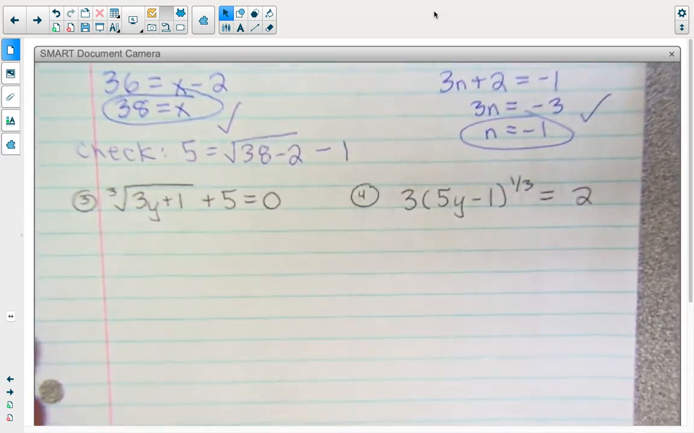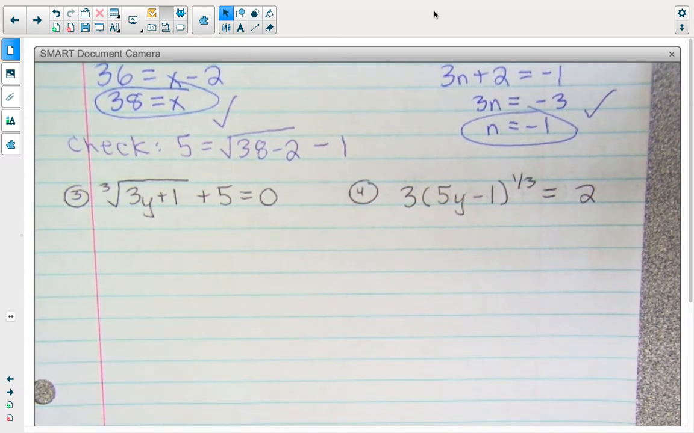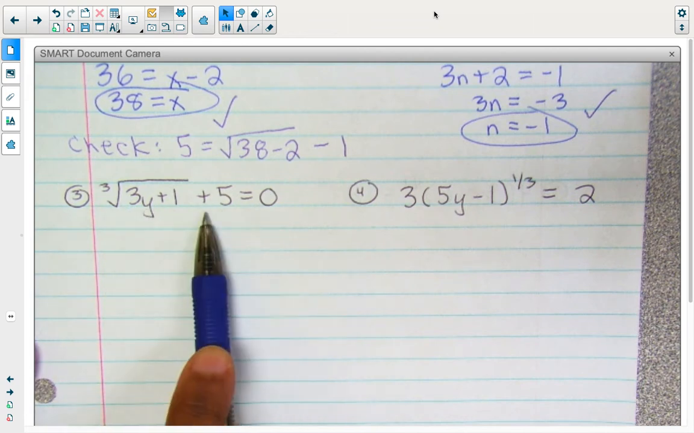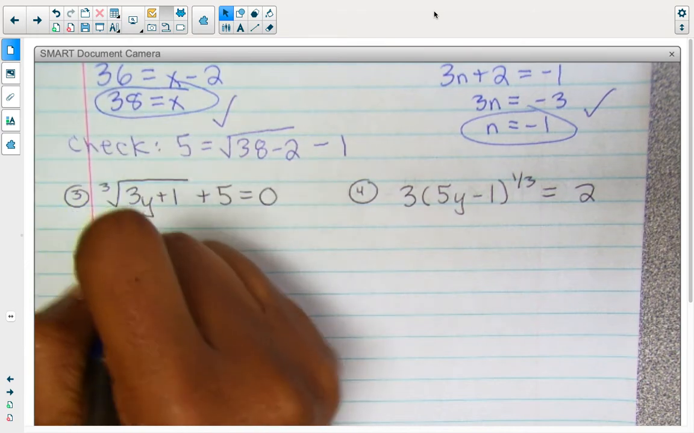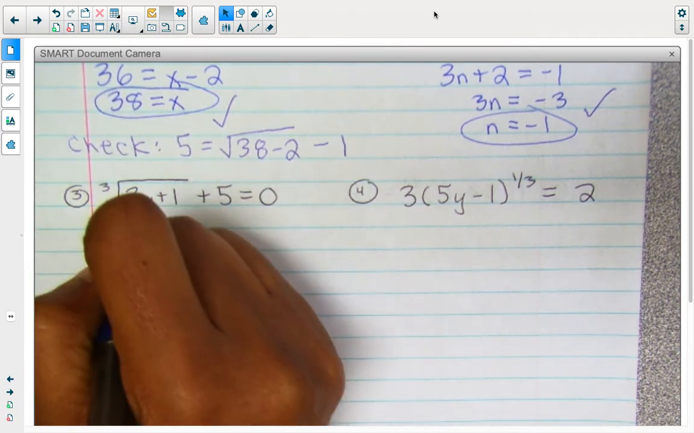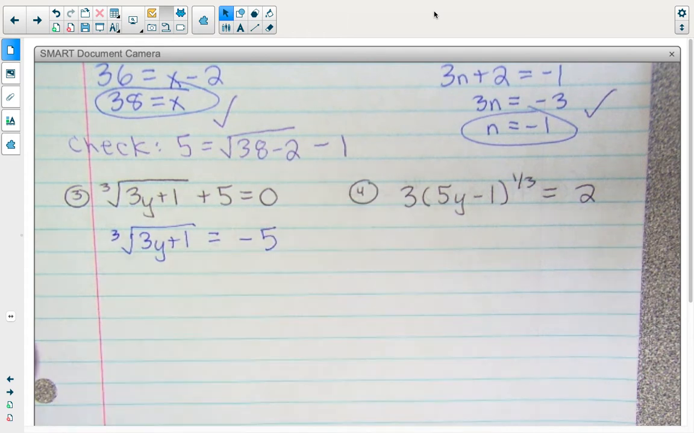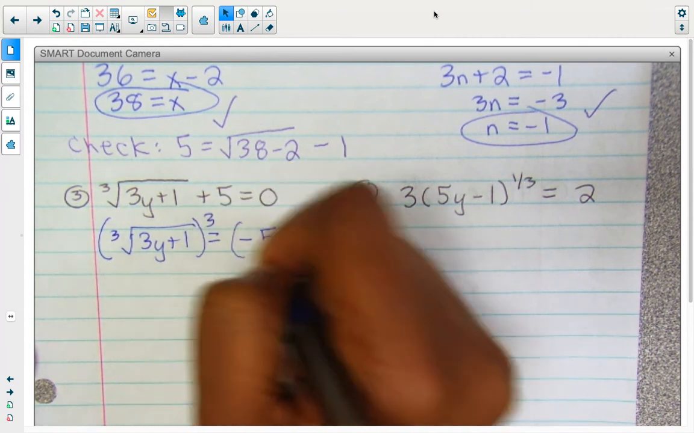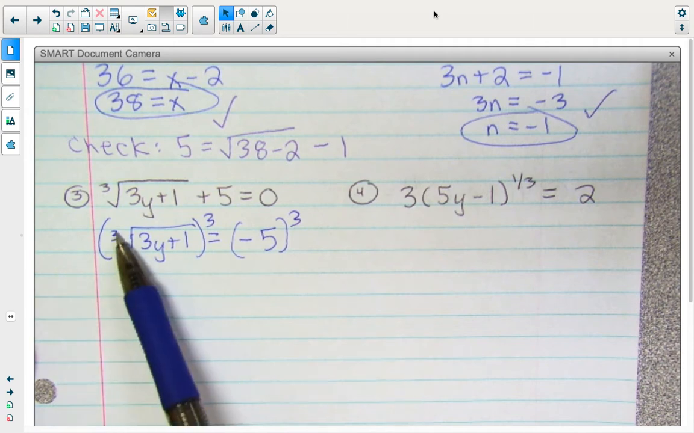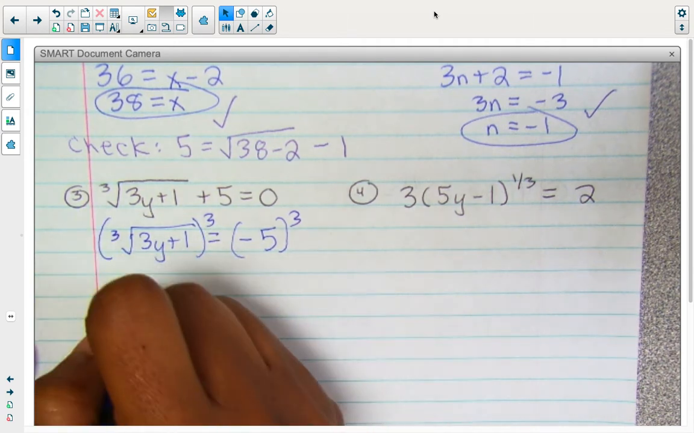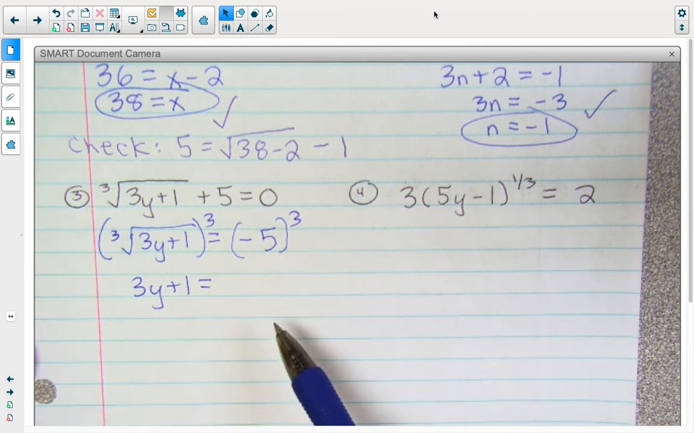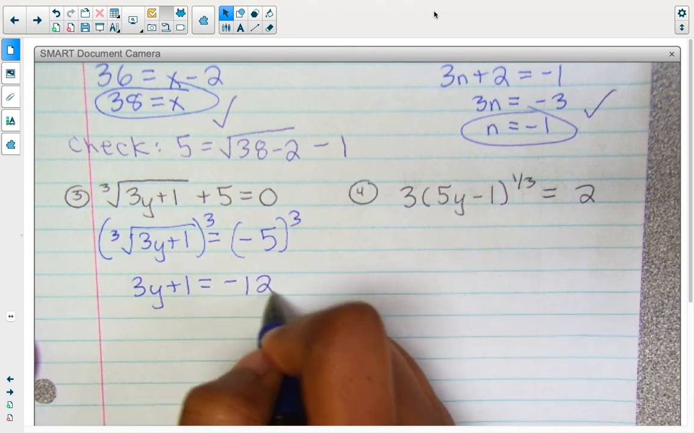All right, number 3, we got the cube root of 3y plus 1 plus 5 equals 0. We need to subtract 5 from both sides. This is being cube rooted, so the opposite of a cube root is to cube both sides. Cube it, raise it to the third, raise it to the third. Cube rooting and cubing cancel each other out, so that gives me 3y plus 1. Negative 5 to the third, you can type that in your calculator. That gives us negative 125.